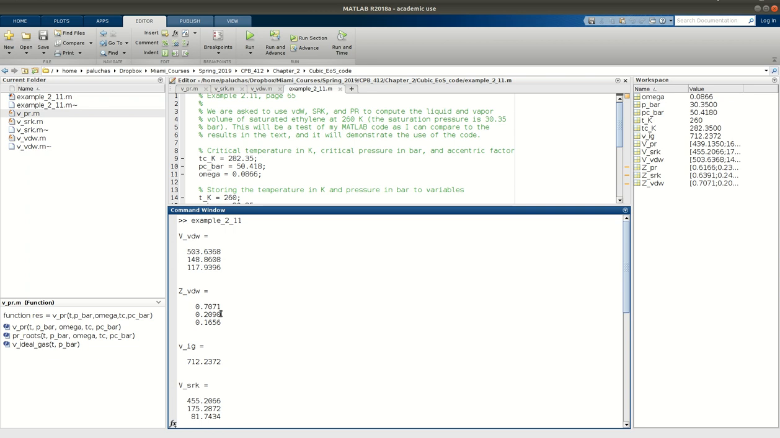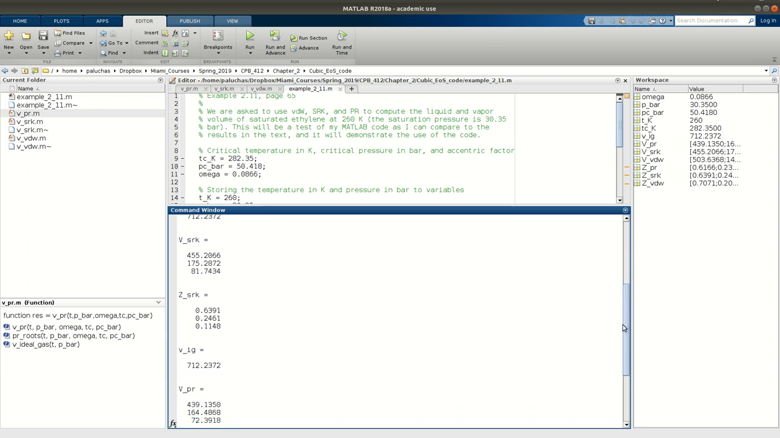It's up to you to identify which molar volumes you need. These v's are in the same order as these z's, in this case from lowest to highest. So this would correspond to the molar volume of my vapor, and this would correspond to the molar volume of my liquid. These values agree perfectly with the results given in the text. I have it set up so I return molar volume, z's, and then v ideal gas.